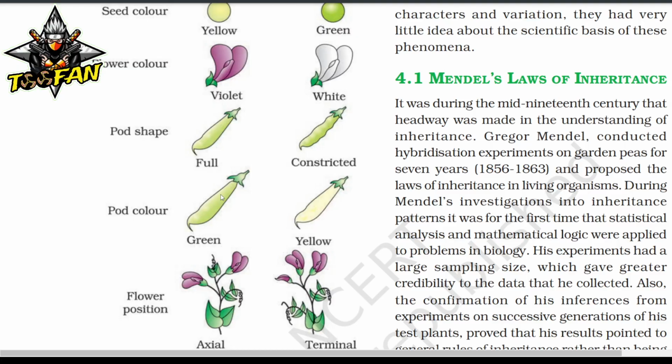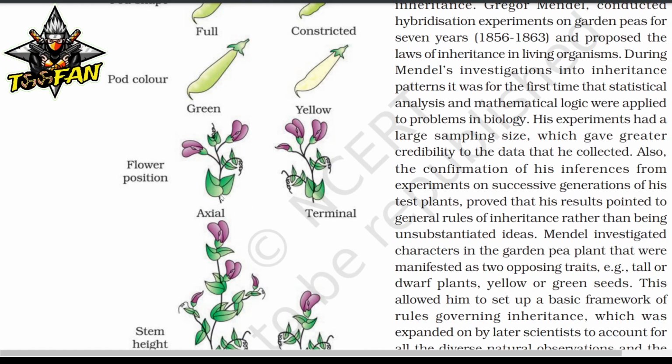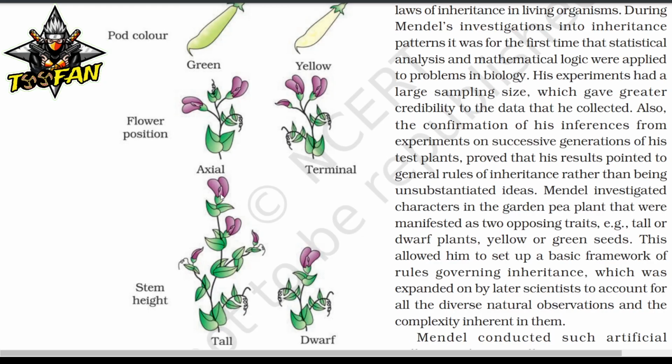His experiments had a large sampling size, which gave greater credibility to the data he collected. Also, the confirmation of his inference from experiments on successive generations of his test plants proved that his results pointed to general rules of inheritance rather than being unsubstantiated ideas. Mendel investigated characters in the garden pea plant that were manifested as two opposite traits, such as tall or dwarf plants, yellow or green seeds. This allowed him to set up a basic framework of rules governing inheritance, which was expanded on by later scientists to account for all the diverse natural observations and the complexity inherent in them.